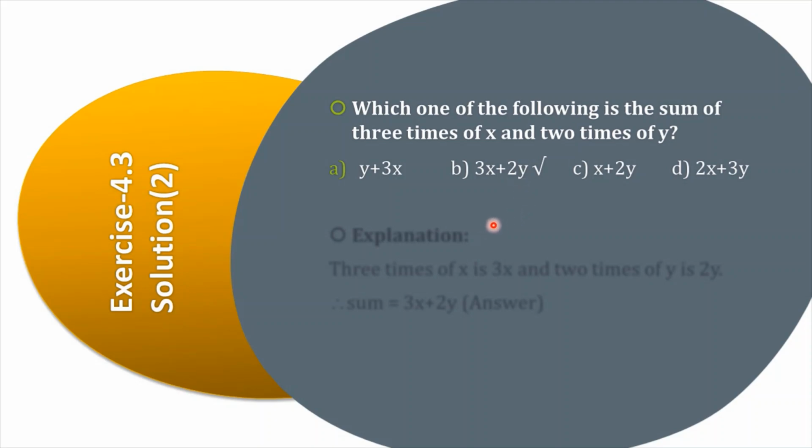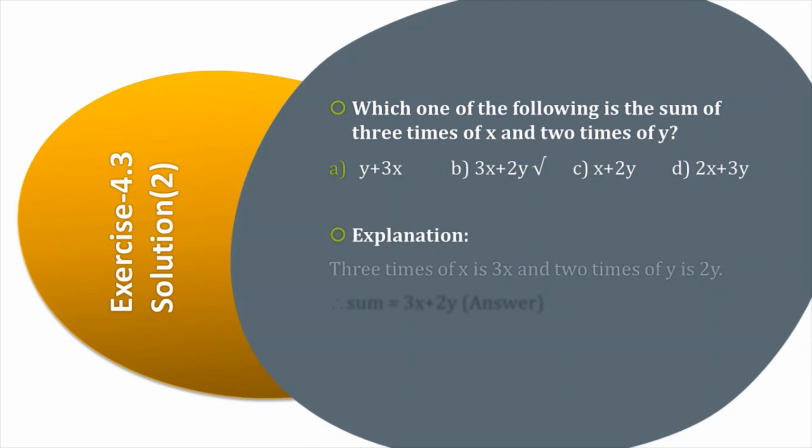Let us see the explanation how we can get this result. So this is the explanation. 3 times of x, that is 3x, that means 3 multiplied by x. 3 times means multiplication, my dear, and 2 times of y is 2y, times means multiplication, my dear. So 2 multiplied by y, that would be 2y. And if we add these two, 3x and 2y, then we get, therefore, sum equals 3x plus 2y. That is the desired answer, my dear.